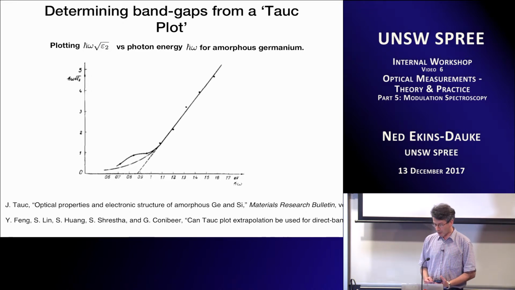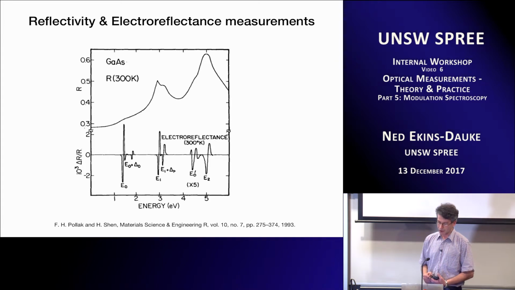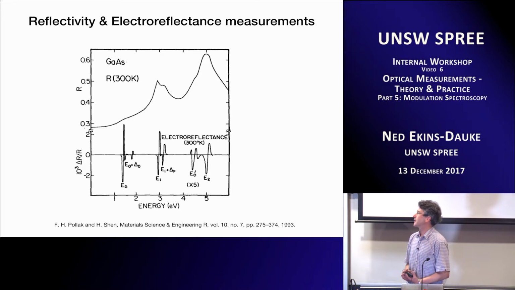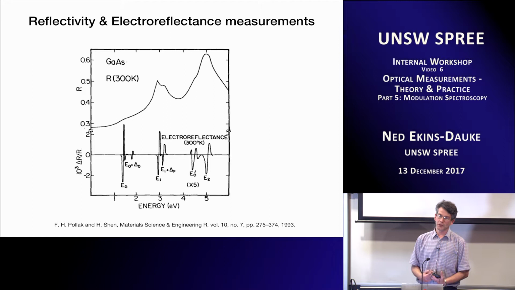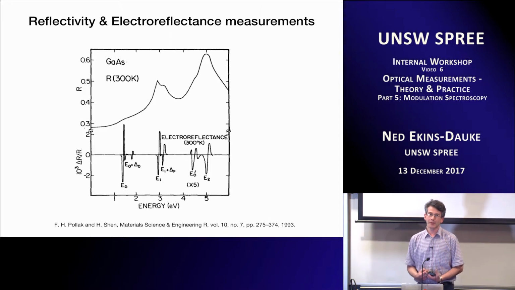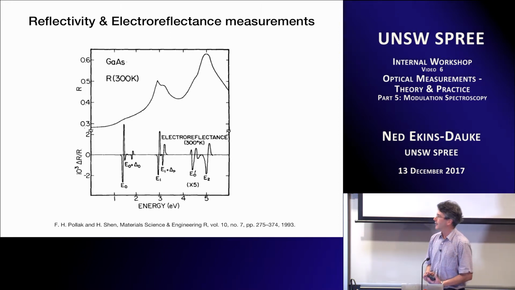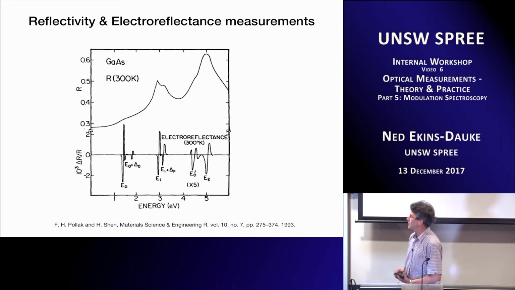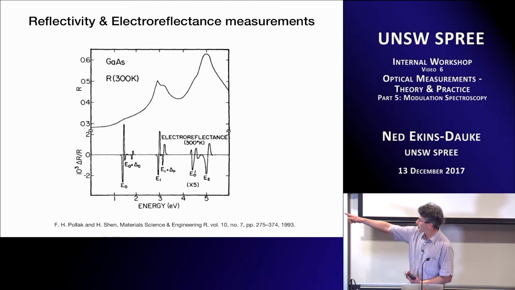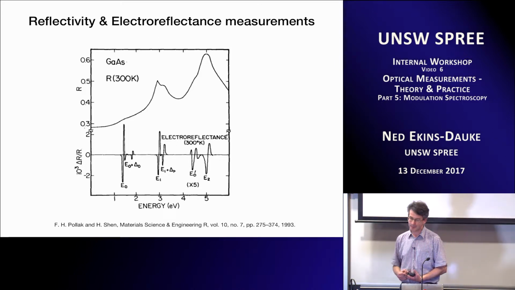So, how might you do this? Let me show you, first of all, the result of modulation spectroscopy. On the top is the reflectance from gallium arsenide. So that's just the reflectivity, plotted as a function of energy. On the bottom, we have the results from an electroreflectance measurement. And I still find it absolutely astonishing that this method can nail, if you notice, E0, E0 plus the spin orbit band, E1 and higher lying bands.